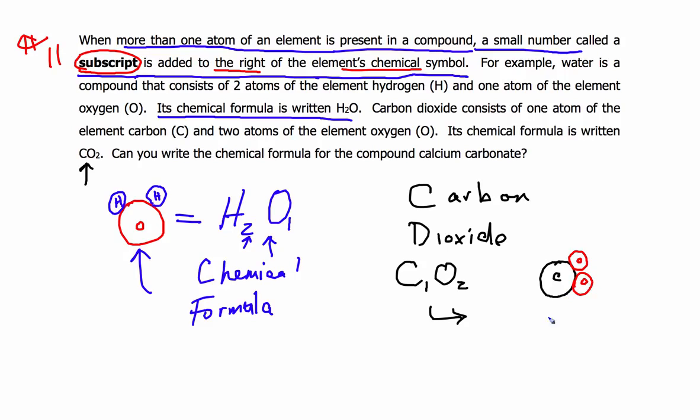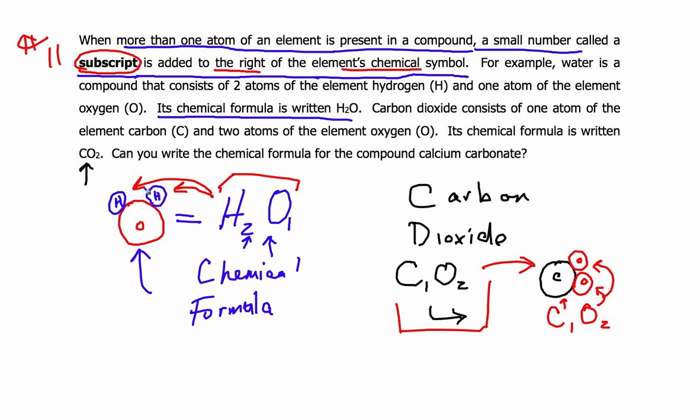And so this is C1 and O2. 1 carbon molecule and 2 oxygen molecules. And so you can see how chemical formulas describe the molecule, that they are actually the formula. So again, here's 2 H's, 2 atoms of hydrogen, and 1 atom of oxygen, H2O.